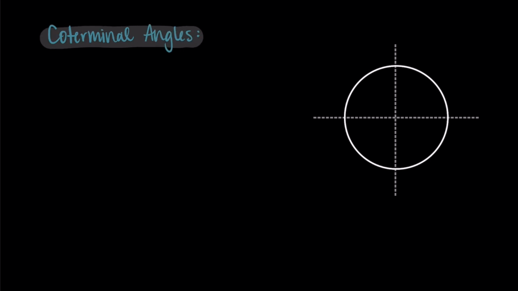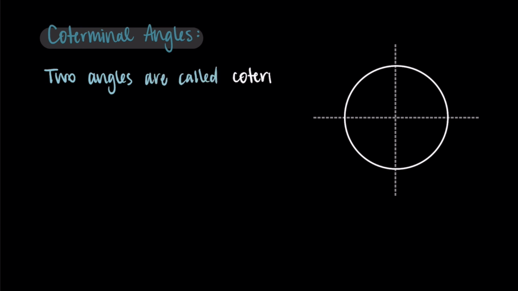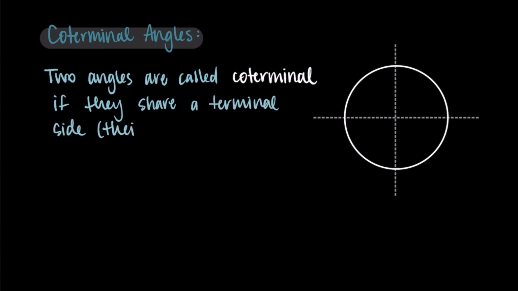Alright, welcome back. So in this video I'm going to talk through coterminal angles and what they mean and how we would find them. So we say that two angles are coterminal if they share a terminal side. So this would mean that their terminal sides align or coincide.